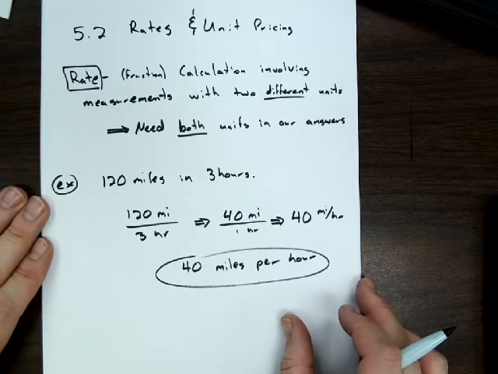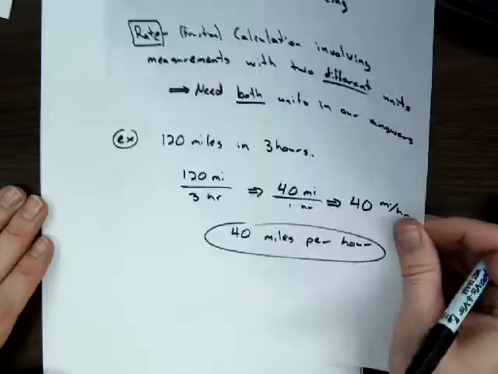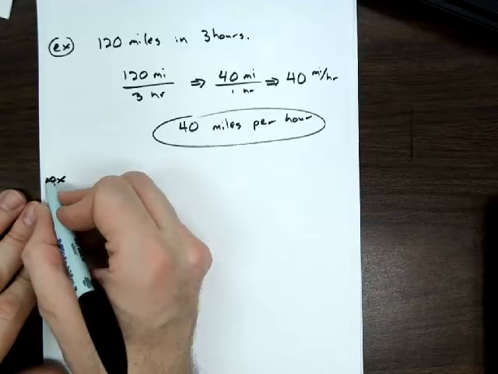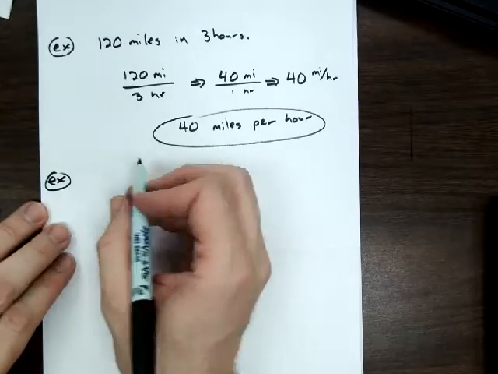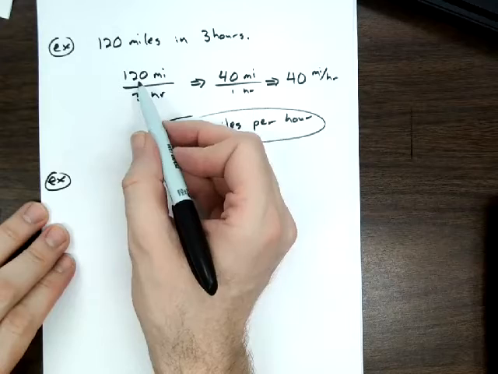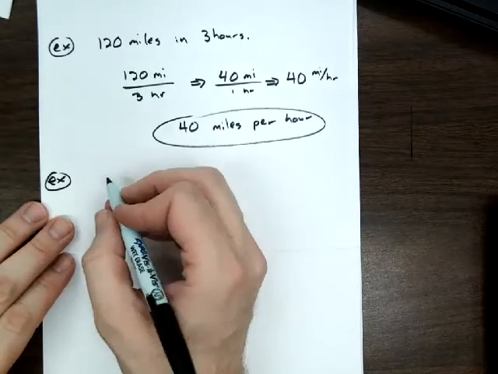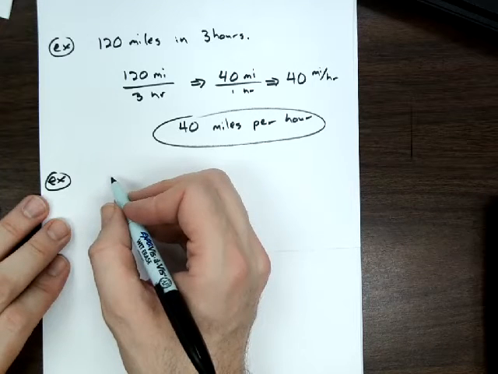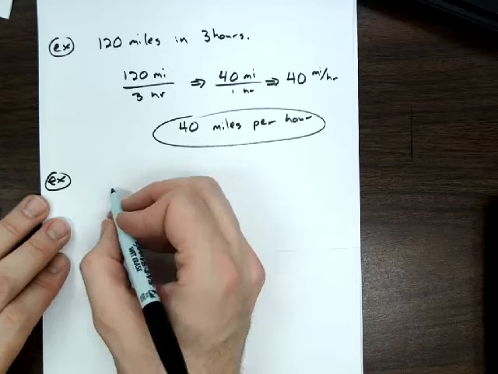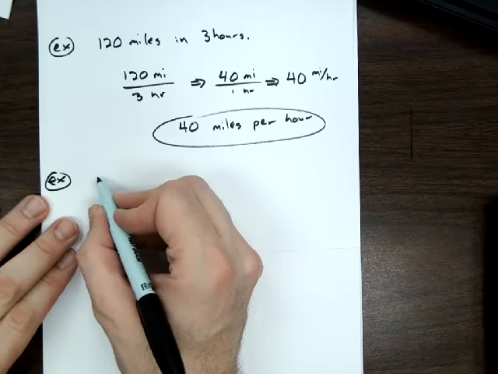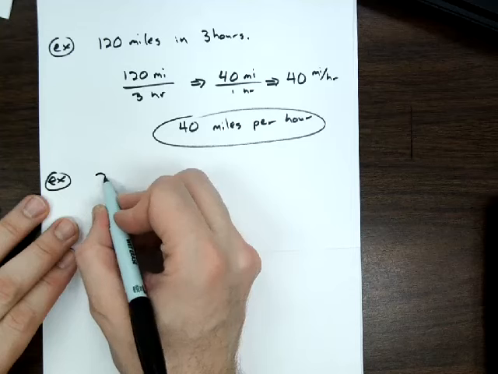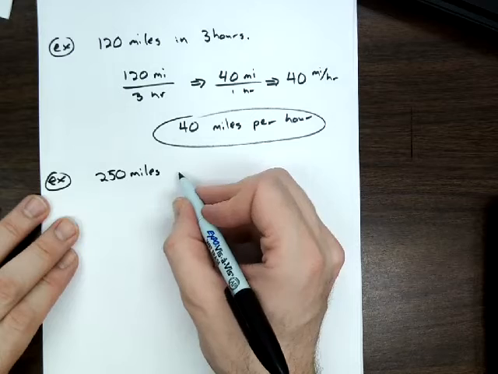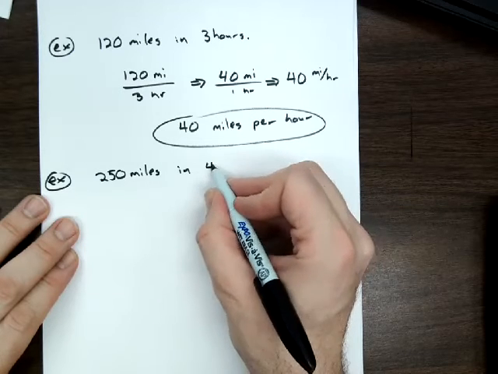Let's do it again. And this is where we can go ahead and use our calculators. This one was nice, 120 is easily divisible by 3, but sometimes it's not going to be. Life is messy. Sometimes we have things that aren't quite as easy. So say we've got something like 250 miles in 4 hours.